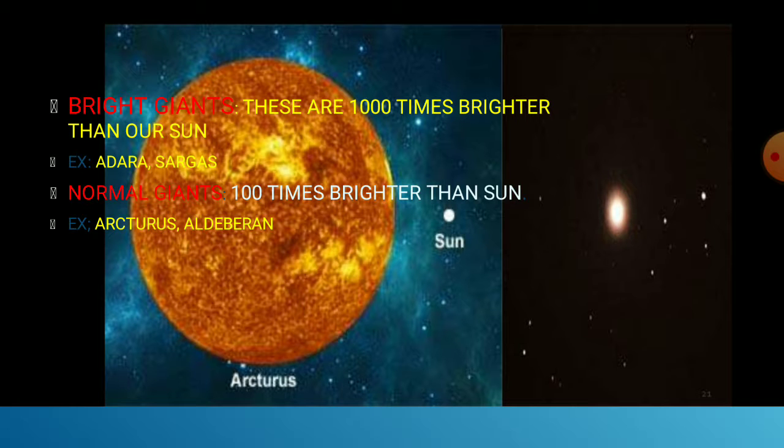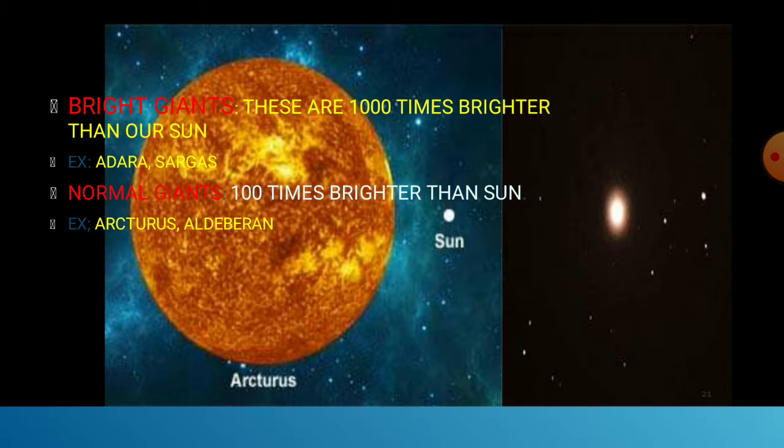Next, bright giants. Bright giants are 1,000 times brighter than our sun. Example, Rigel and Sargas. Rigel and Sargas are good examples of bright giants. Next, normal giants. Normal giants are hundreds of times brighter than the sun. Example, Arcturus and Aldebaran. Arcturus and Aldebaran are seen in the background picture here.